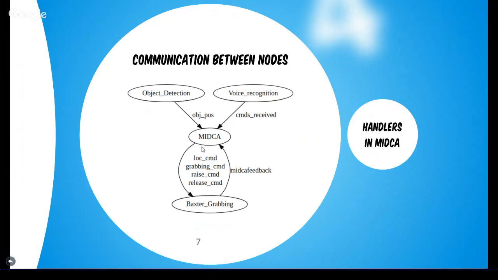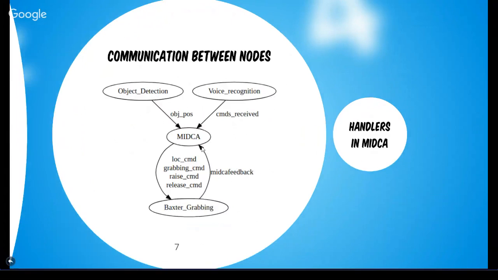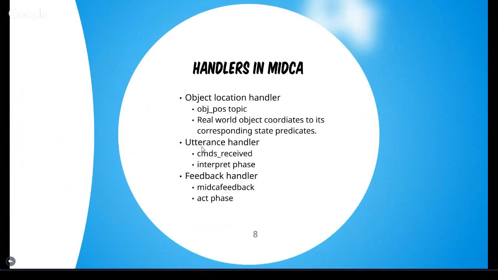Yeah. So let's see how MIDCA handles all these topics. We have this concept of handlers in MIDCA. They synchronously communicate with ROS, and get the messages from those object detection nodes and the voice recognition nodes. So we have three kinds of handlers here: object location handler, utterance handler, and feedback handler.